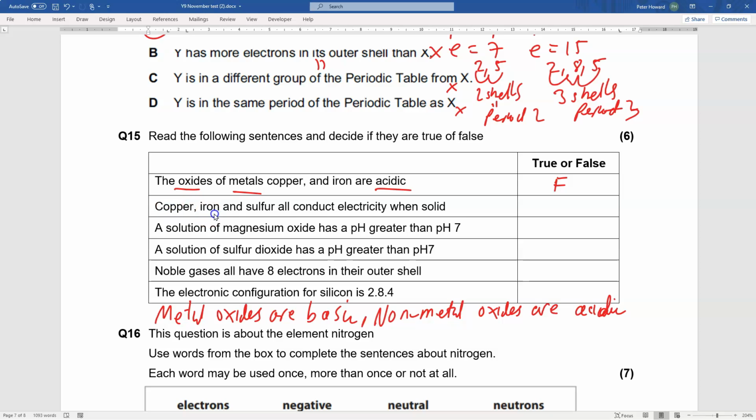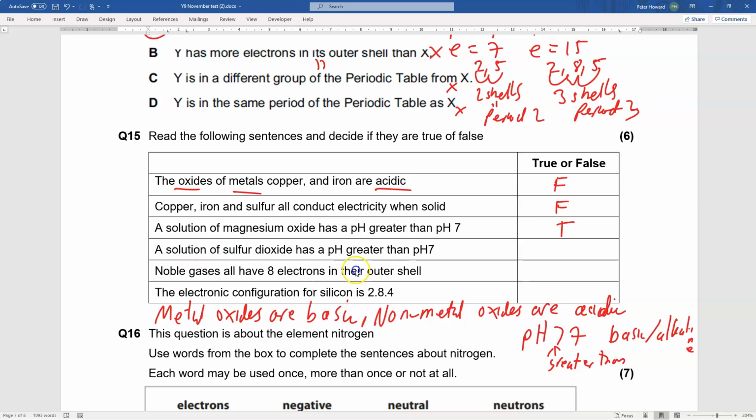Copper, metal, good conductor of electricity. Iron, metal, good conductor of electricity. Sulfur, if you check on the periodic table, you'll find it's a non-metal, and a solid. Only metals and one version of carbon is a good conductor of electricity, so that's false. pH greater than 7 means the solution is basic or alkaline. So metal oxides, basic, pH greater than 7, so that's true.